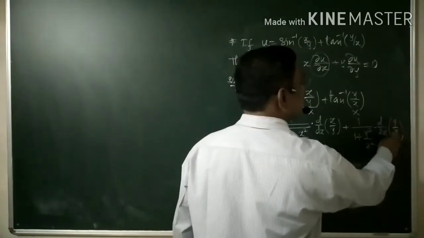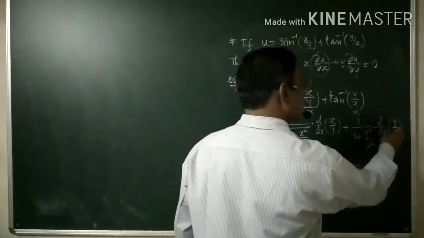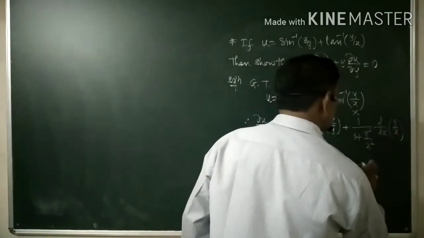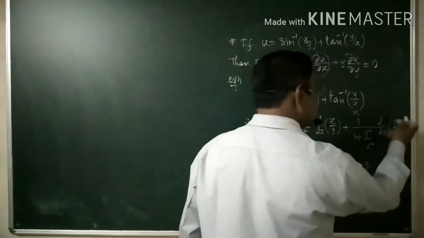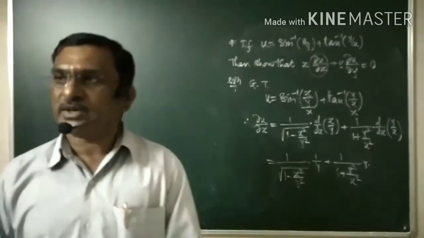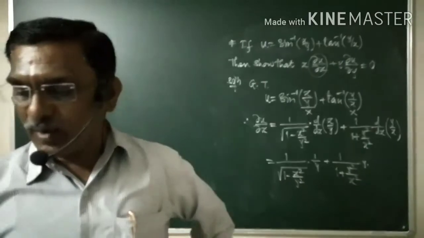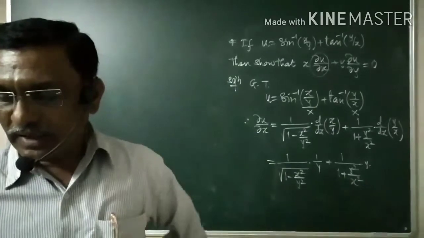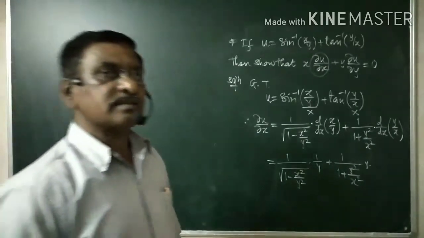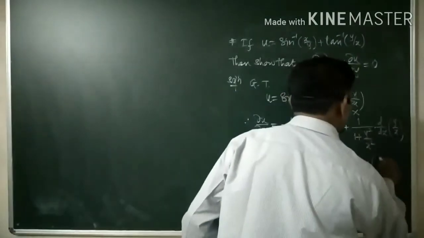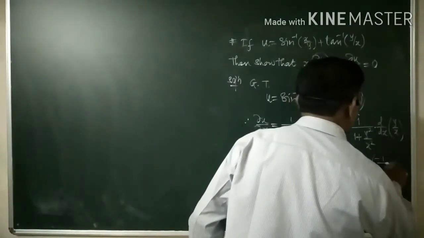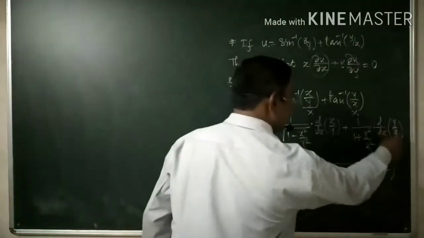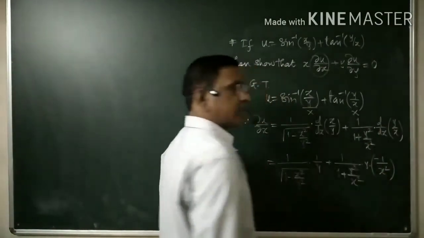We need to differentiate this with respect to x. But y is there, treat y as constant. Therefore, y is as it is. Let me write here y into the derivative of 1 upon x with respect to x. The derivative of 1 upon x with respect to x is nothing but minus 1 upon x square. Right? Derivative of 1 upon x is minus 1 upon x square.